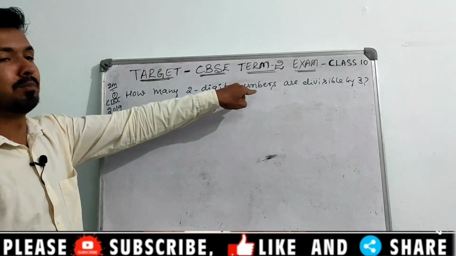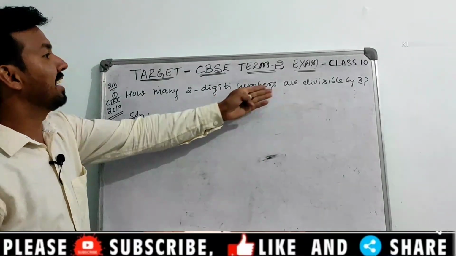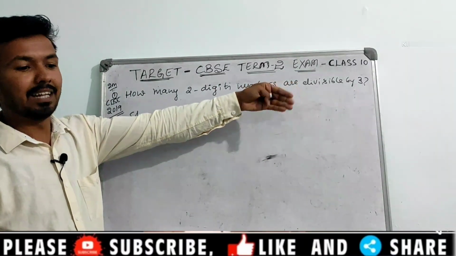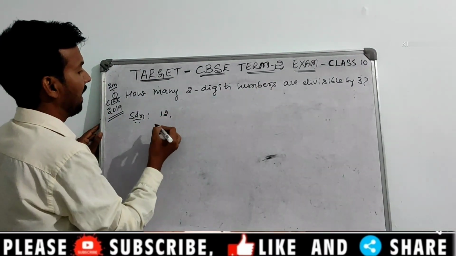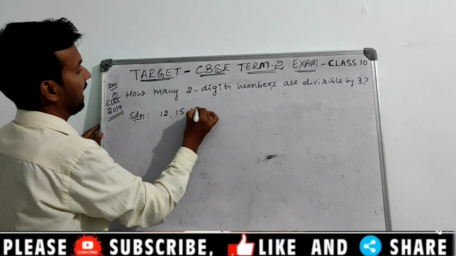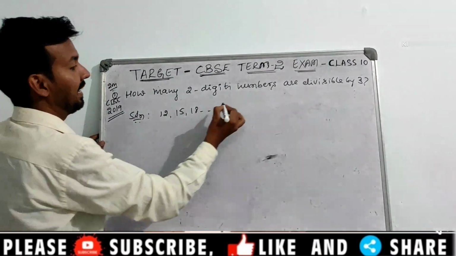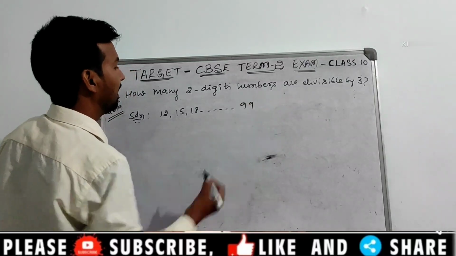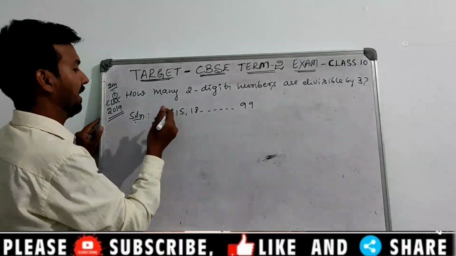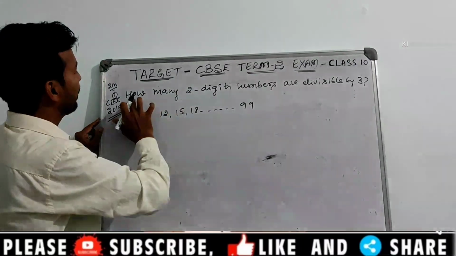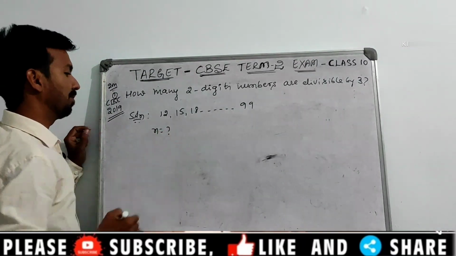Nothing but the 2-digit numbers start from 10, right? Here 10 is not divisible by 3, right? And then 11 is not divisible by 3. We consider 12 first and then 15 and then 18 and so on. Here the last 2-digit number is 99, children. 99 is also divisible by 3. Here a is equal to 12 and then d. Here we note that how many means we need to find n, children. We need to find n.